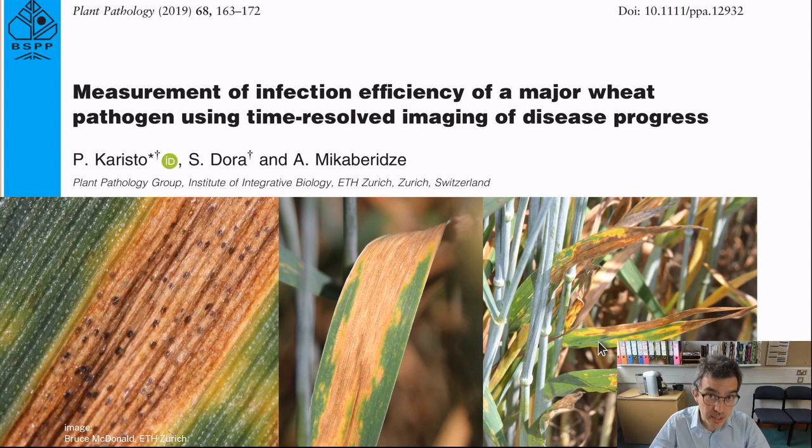Now, what is infection efficiency and why would we want to measure it? So when a fungal spore lands on a susceptible leaf tissue, it has a probability to germinate, then to penetrate the tissue and eventually form a lesion. And so this probability that once it has landed, that it will eventually form a lesion is called infection efficiency. And it is an important component of reproductive fitness of plant pathogens, and it greatly contributes to epidemic development. And so it is crucial to be able to measure infection efficiency in an accurate manner. And this is what we did in this paper.